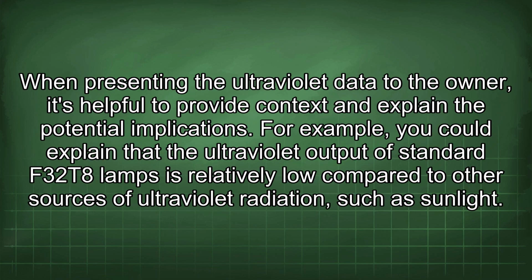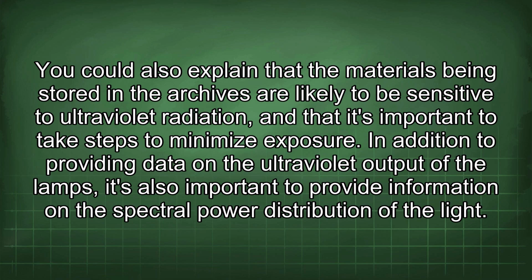When presenting the ultraviolet data to the owner, it's helpful to provide context and explain the potential implications. For example, you could explain that the ultraviolet output of standard F32T8 lamps is relatively low compared to other sources of ultraviolet radiation such as sunlight. You could also explain that the materials being stored in the archives are likely to be sensitive to ultraviolet radiation and that it's important to take steps to minimize exposure.